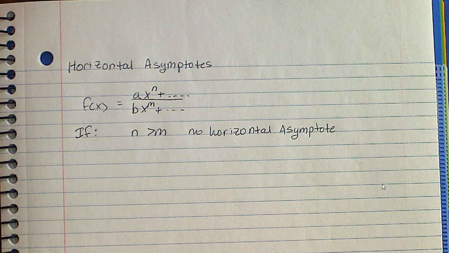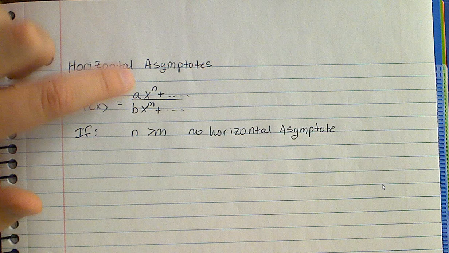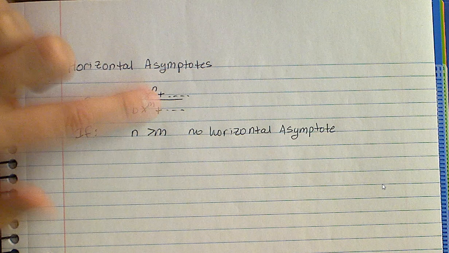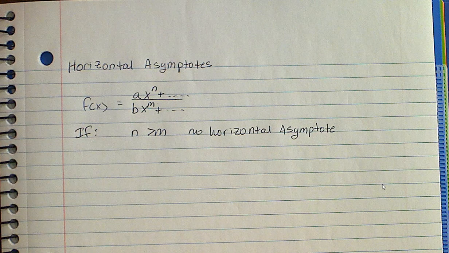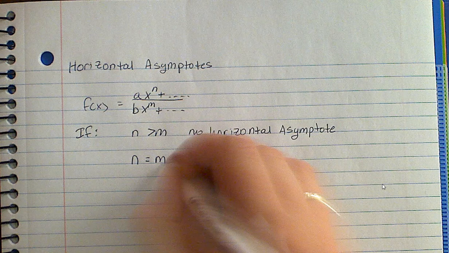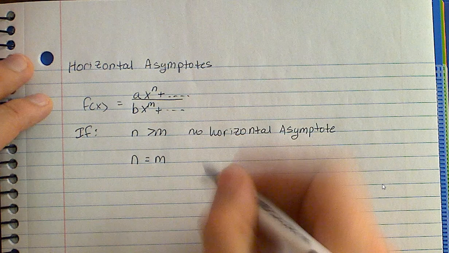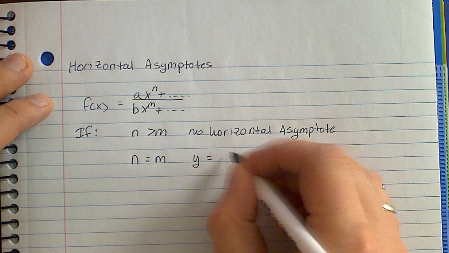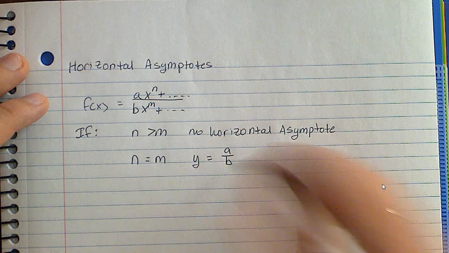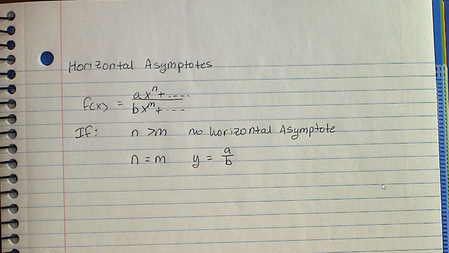And I'll show you what that looks like in just a second. So if the power in the numerator is larger than the power in the denominator, then there's no horizontal asymptote. If they're equal, then the asymptote is at y is equal to a over b. And I'll show you an example like that too. So there's really only the three situations.